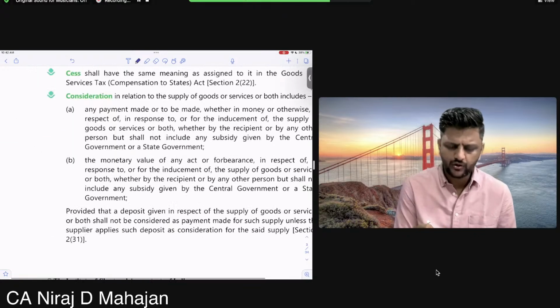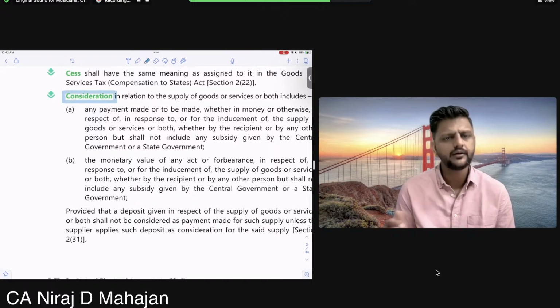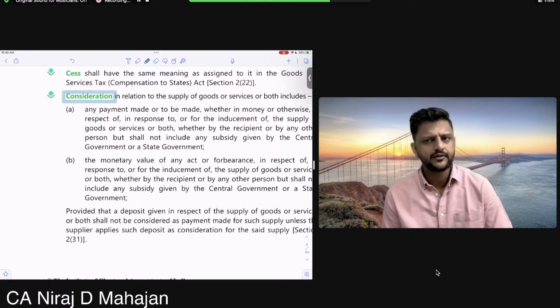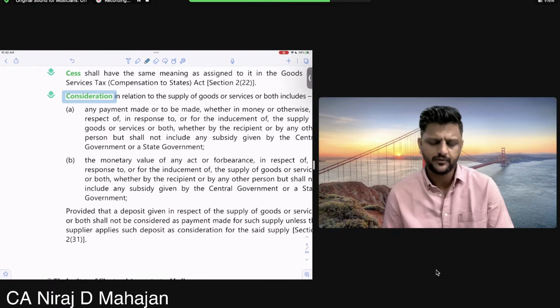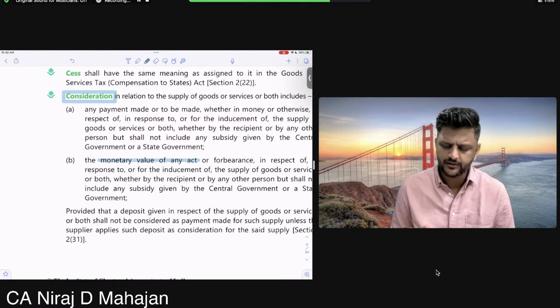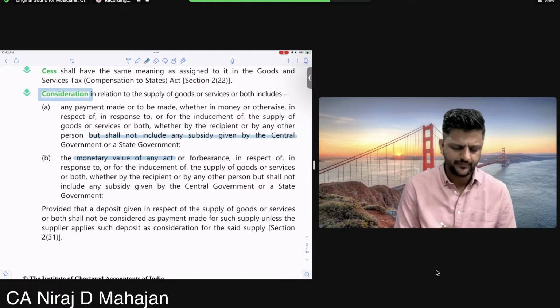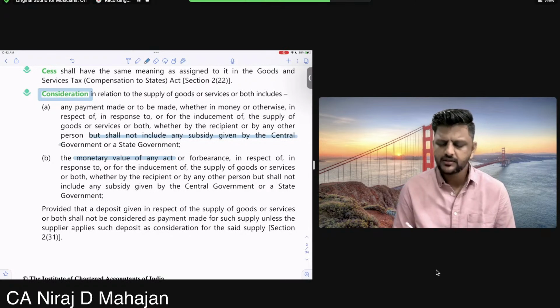Have we finished, or had we done the concept of consideration? Yes or no? We had done, bachcho, correct? Consideration was anything in return, clearly, whether in cash or in kind. But it does not include any kind of subsidy given by the government. That is not part of the consideration. All right, all of you?